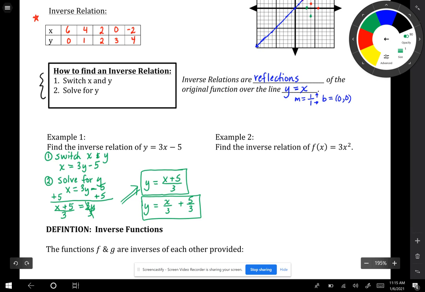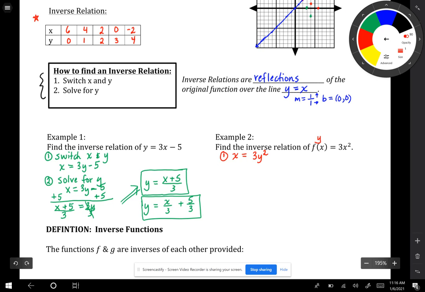Right, let's do example number 2. And this time I won't say what I'm doing. I'll just number the steps. So step number 1, switch x and y. Remember, this is originally y to begin with, because f of x just means y. So I'm going to switch that. That becomes x equals 3y squared.